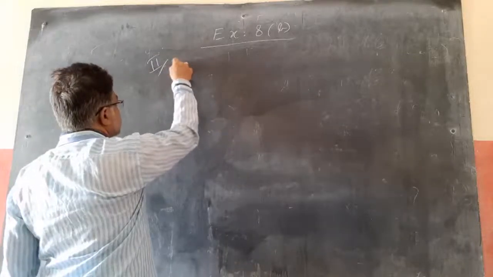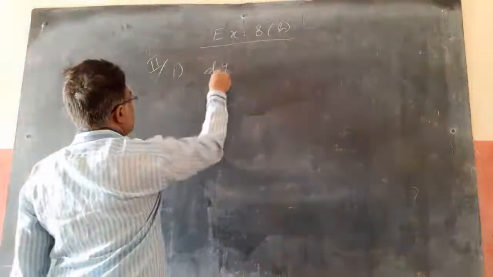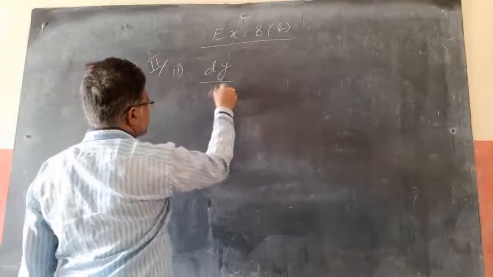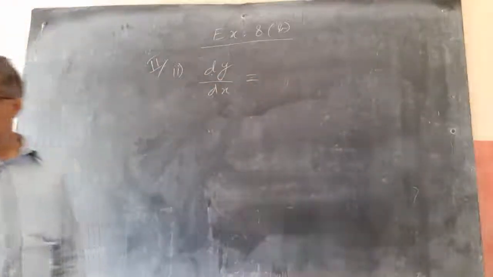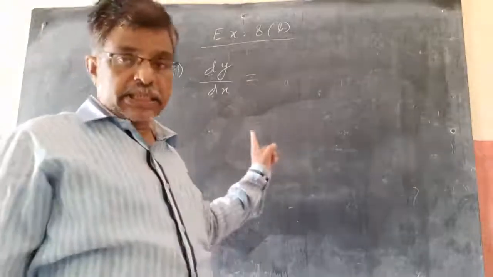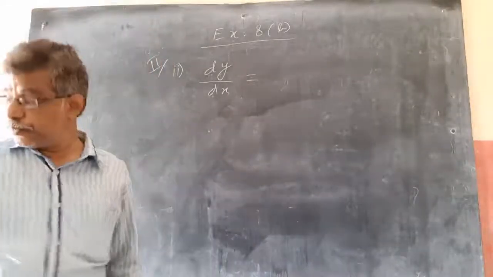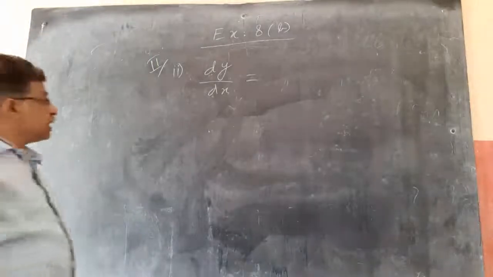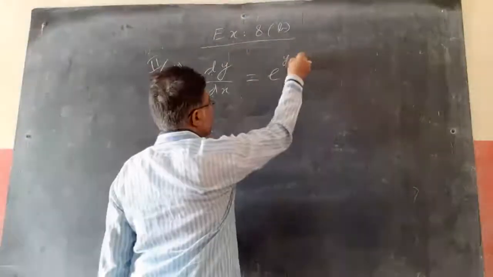Only for 2 marks this is equal. dy by dx equal to, and there is a compulsory 4 marker from differential equations. This sum is for 2 marks, I am saying. This simple sum: e power y minus x.